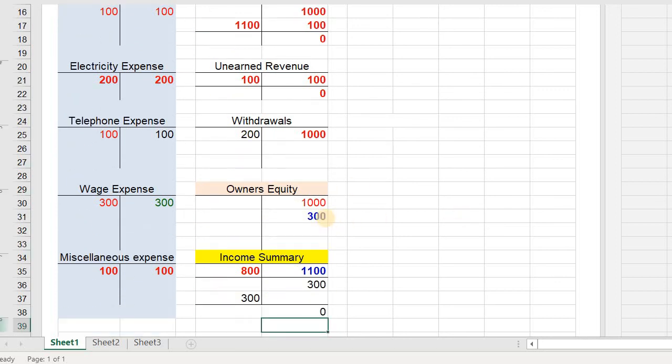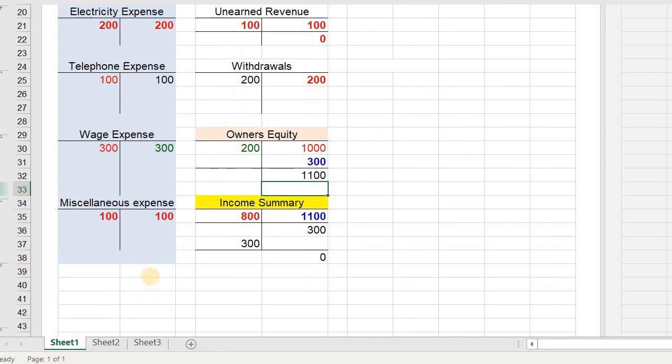What's the last thing we're going to do? The last thing we're going to do is take our withdrawals of $200, close it out to the withdrawals account, and reduce the owner's equity. So our balance at the end of the year is 13 minus 12, $1,100 owner's equity. Pow, there we go. Books are closed, ready for next year.